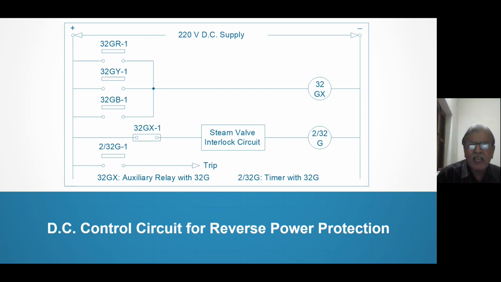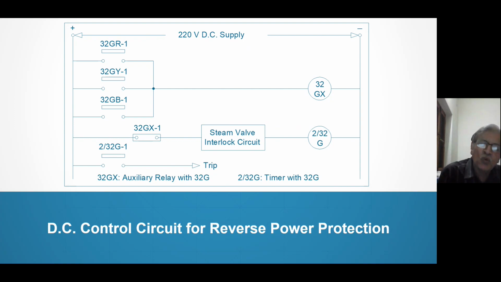In between, there is steam valve interlock circuitry. It is in the scope of the boiler manufacturer. It is very important because, when you start the generator, it is not connected to the bus. So it is not generating any power now. So 32GR, GY, GB are already open. So the trip command is already sitting and the generator will trip when you start. This is not required.